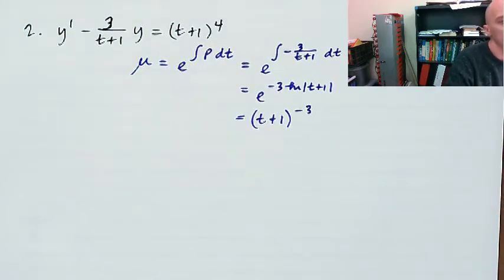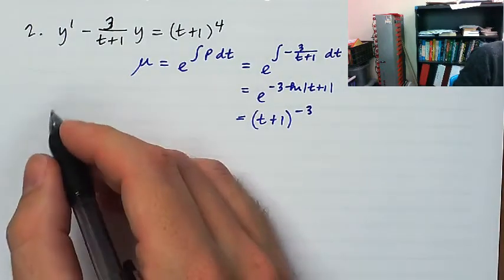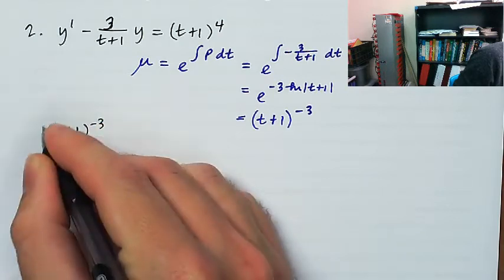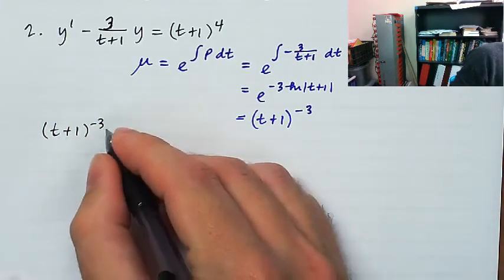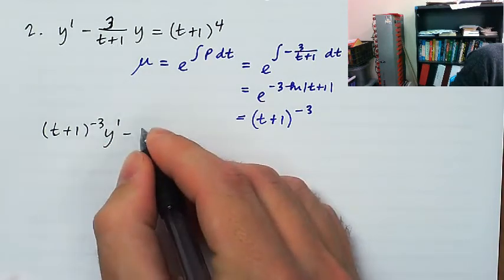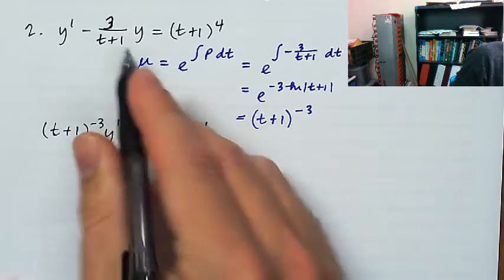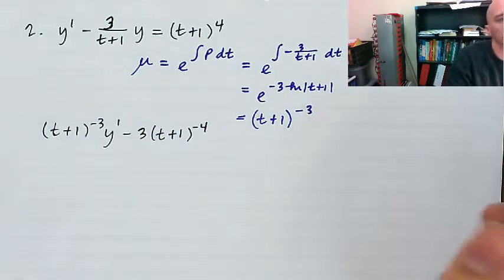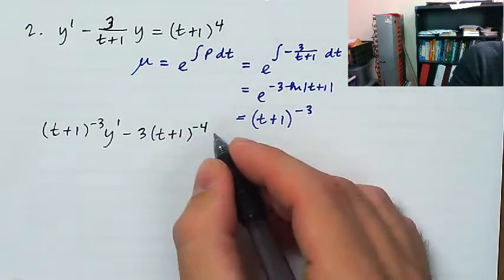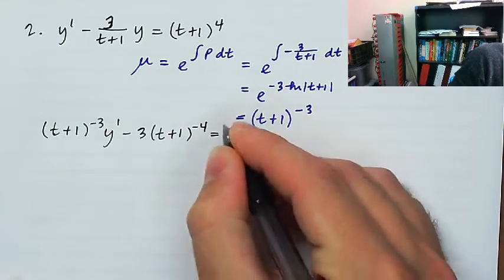Okay, and then I'm going to say, all right, that's my integrating factor. So t plus 1 to the negative 3 y prime. That'll be minus 3 times t plus 1 to the negative 4, because I already had 1 in the denominator, and then multiplying in 3 more is going to give me 4 total powers. And then when I multiply this over, I'll just have 1 power of t plus 1.